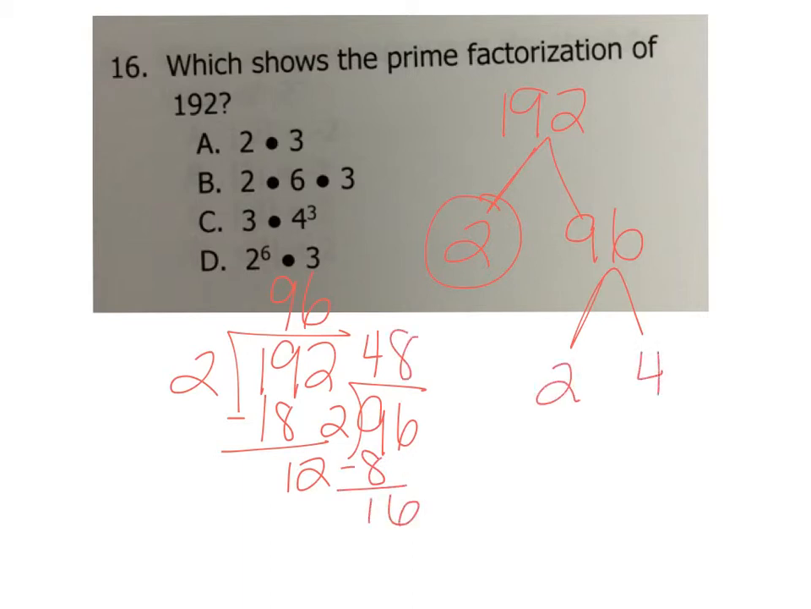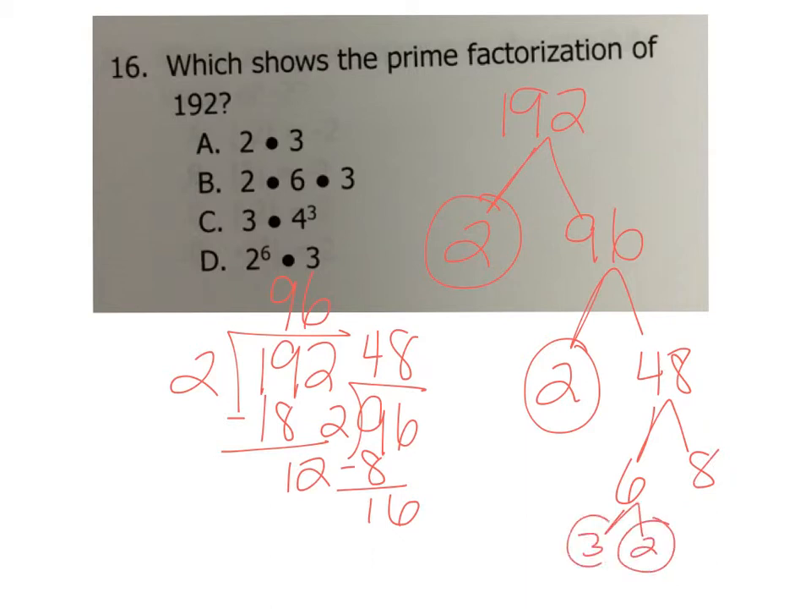2 times 48. 2 is prime. 48 is not. I know that 6 times 8 equals 48. And I know that 3 times 2 equals 6. And I know that 2 times 4 equals 8. Then I break my 4 down into 2 times 2. So I have 1, 2, 3, 4, 5, 6 2's and 1 3. Letter D is the correct choice.